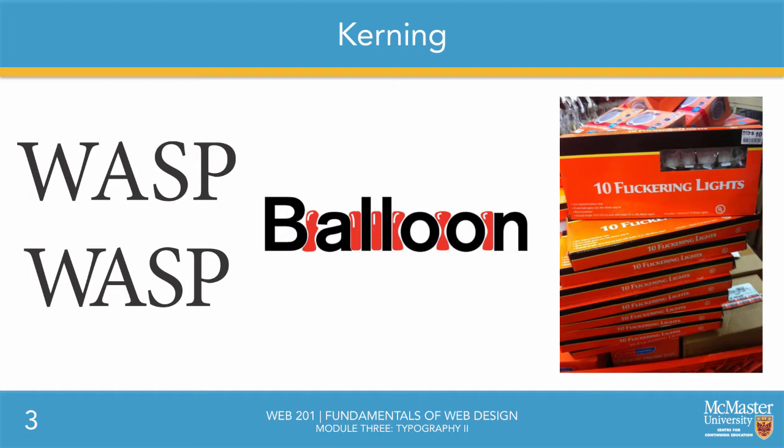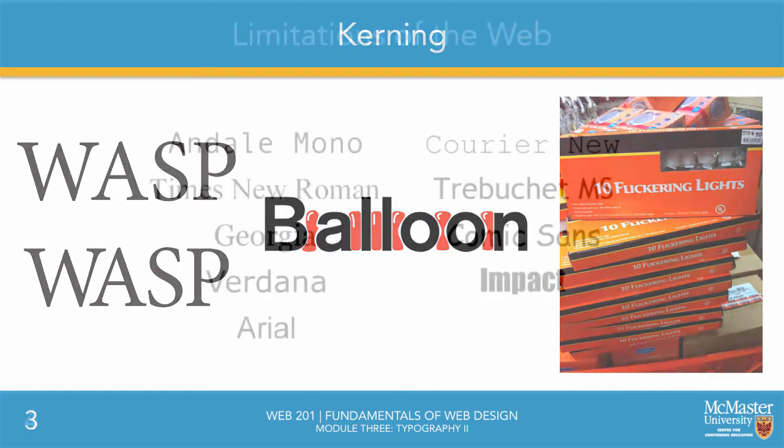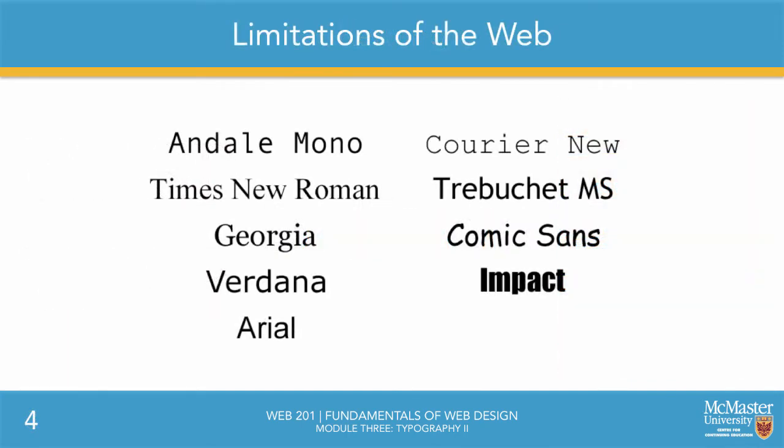Now, when I talk about limitations of the web and limitations of type, when I said that we only have so many fonts to choose from, I meant it. These are your choices, all 9 of them. And if we look through that list very quickly, we can see that Courier New, Comic Sans, Impact, they kind of all have a certain place and time for use. So we're really even more limited because we probably don't want to set an entire website in Comic Sans or Courier.